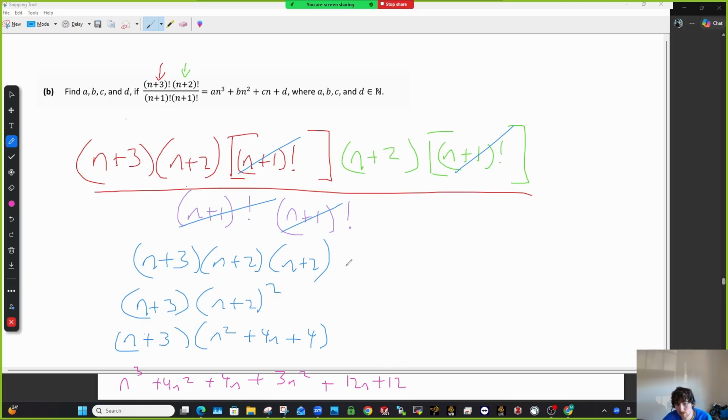Now we'll tidy that up. When I tidy all that up, I'll do it up here maybe in green. When you tidy that up, you get an n cubed. There's a 4n squared and 3n squared, so I see 7n squared there. There's a 4n and a 12n, so I see a 16n. And I see a 12 at the end. And so now we know A, B, and C. A is 1, B is 7, C is 16, and D is 12.